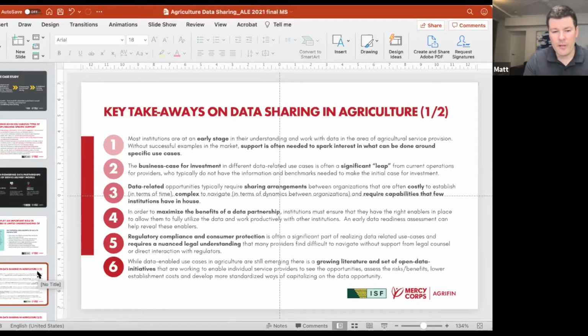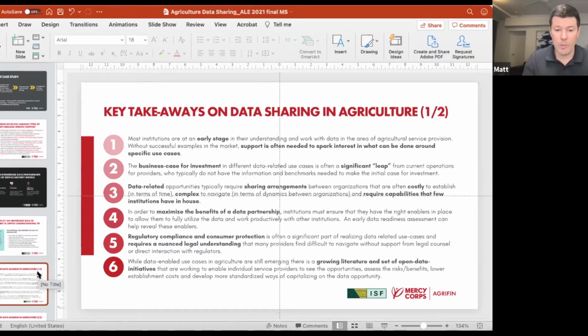We also found, number 4 here, that to maximize the benefits of data partnerships, organizations need to have the right enablers in place. And that really led us down this track of creating this data readiness assessment tool that can help reveal those enablers.